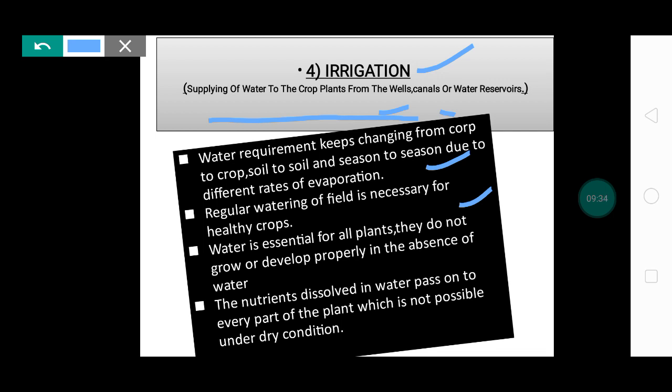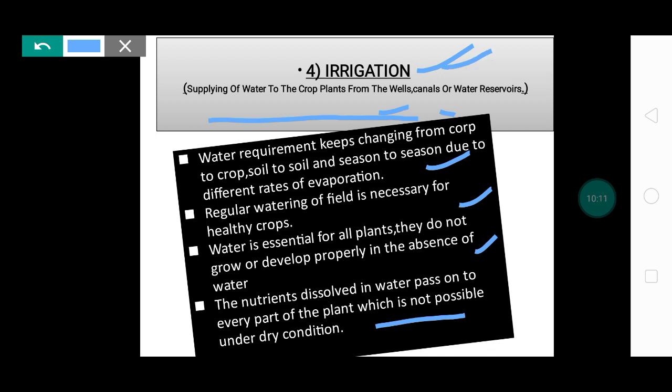Regular watering of the field is necessary for a healthy crop, and we know water is essential for plants. They do not grow or develop properly in the absence of water. If water is not there, how will the plant grow? Definitely it's not possible. The nutrients dissolve in water and pass on to every part of the plant, which is not possible under dry conditions, right? Water also provides protection to crops from both frost and hot air currents. So this is why there is a need for irrigation.